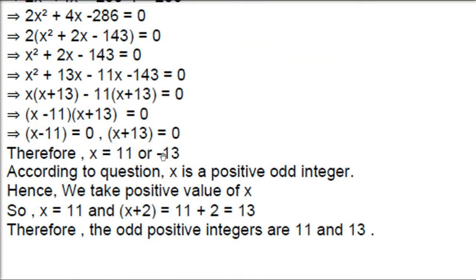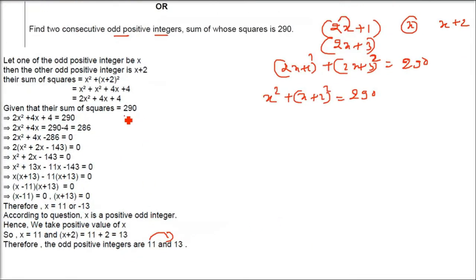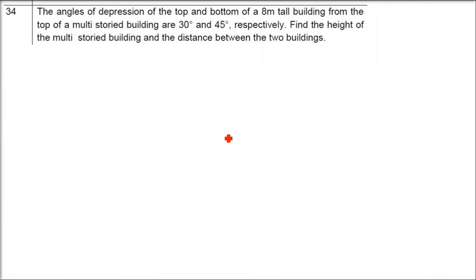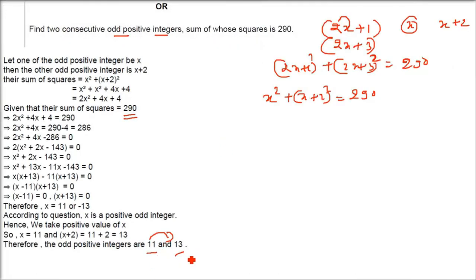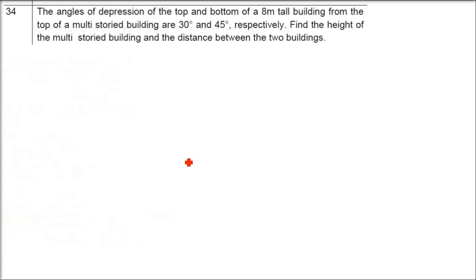x is 11 and x is minus 13. So you won't take minus 13, since it's not positive. So one is 11, the other is 11 plus 2, that is 13. So the positive odd integers are 11 and 13. Even if you square them and then add them, it will be 290.